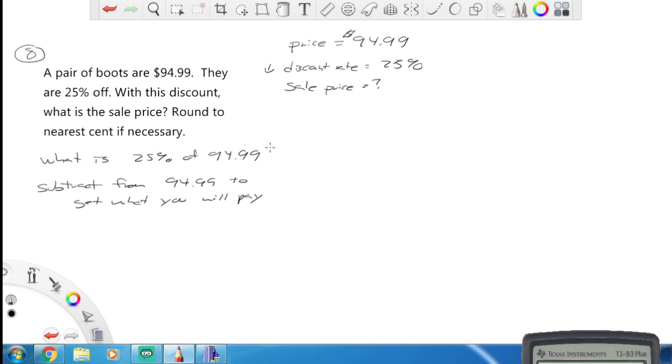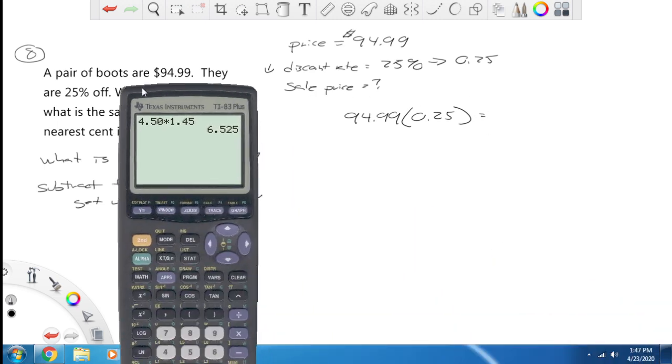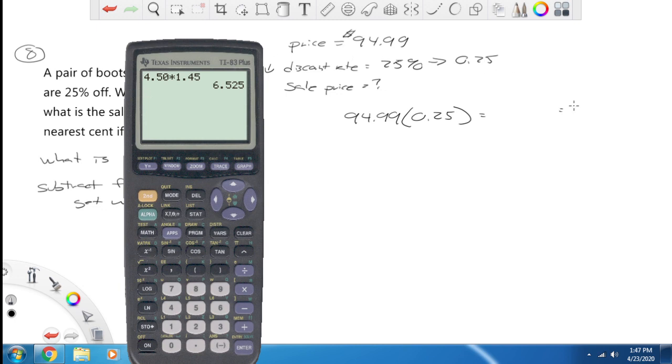So I want to figure out what 25% of this is. First thing I'm going to do is multiply. 94.99 times 0.25. Again, I can't use 25%, I have to use the decimal. And that's going to give me how much I save. So this equals my savings. In that case, 94.99 times 0.25, you save $23.75. Again, rounding that for money reasons. That's how much you save.